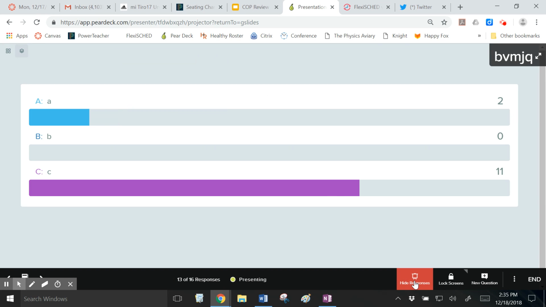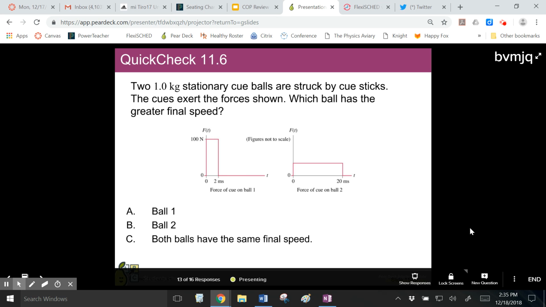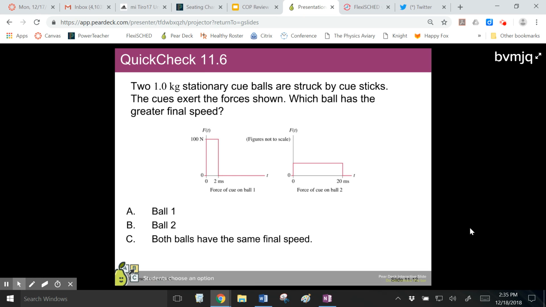That has most people and their moms voting for C. Both balls have the same final speed. Why? Because... Grace, that could be construed as a hand in the air. Because... there you go. Same areas in those rectangles, same change in momentum, same final speed because they have the same mass. This time they have the same mass.